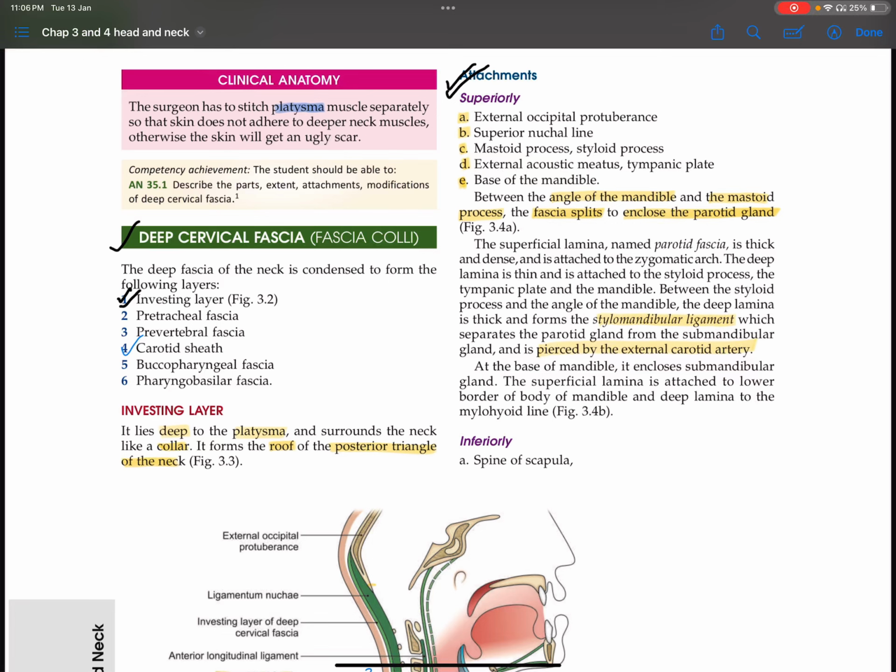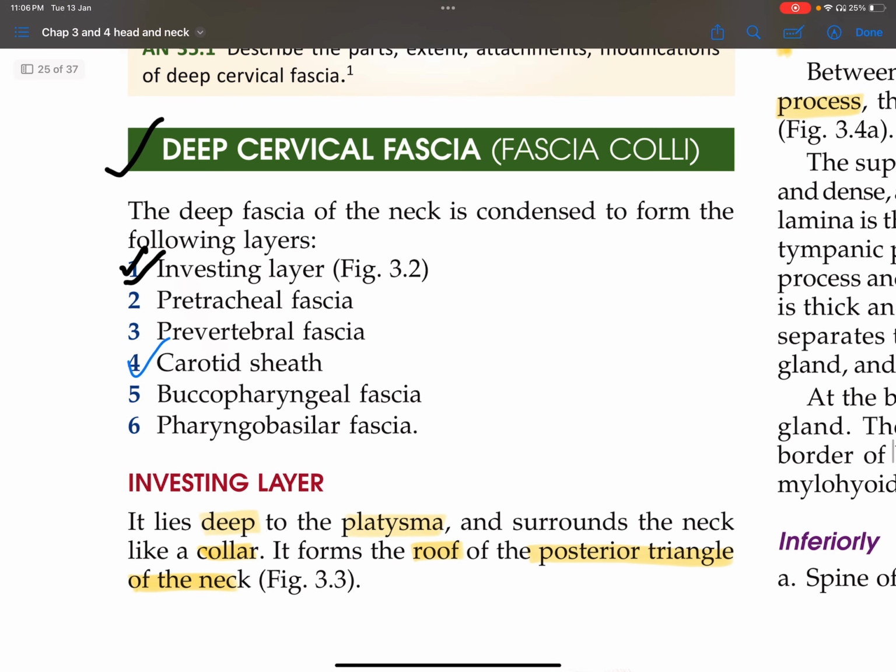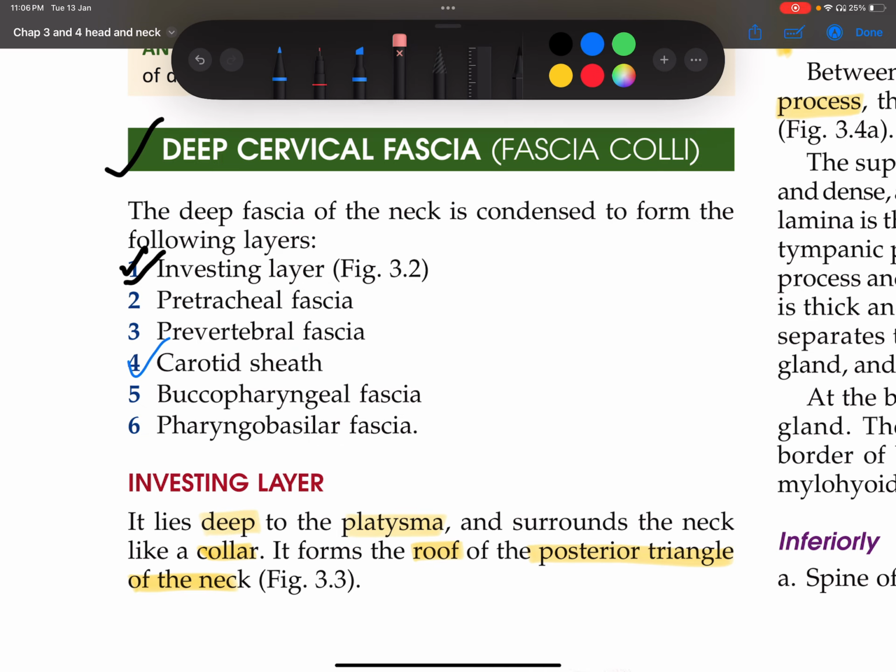Hi everyone, so today we're talking about deep cervical fascia. This is the fascia which covers the neck basically. It has six layers. First of all, you have the investing layer of deep cervical fascia. Then you have pretracheal fascia, prevertebral fascia, carotid sheath, buccopharyngeal fascia, and pharyngobasilar fascia, right? So these are the six layers.